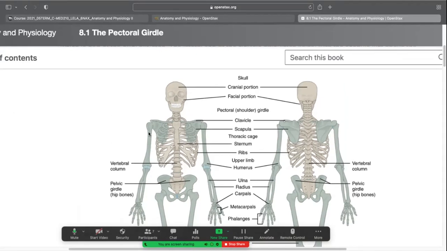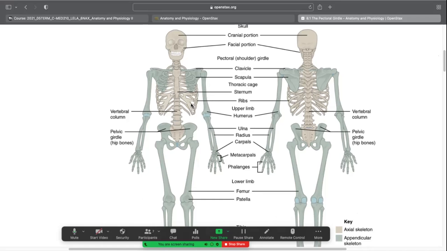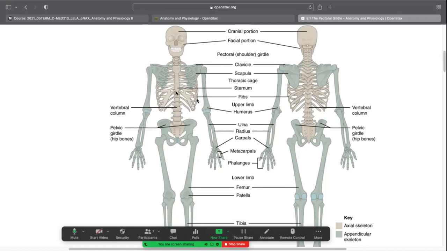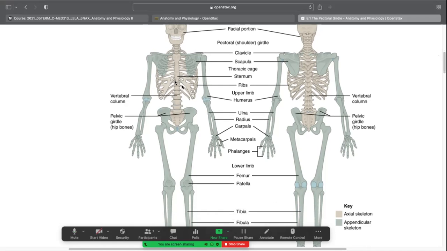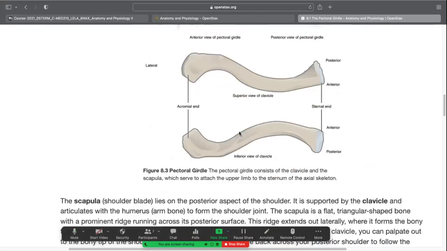That's why for baseball players, this is your rotator cuff area, where you have your SITS muscles: supraspinatus, infraspinatus, teres minor, and your subscapularis. And that all helps together with all those muscles. And that is your shoulder girdle.